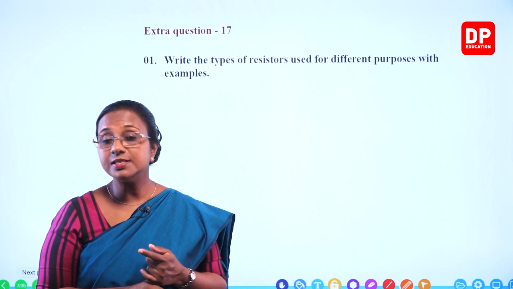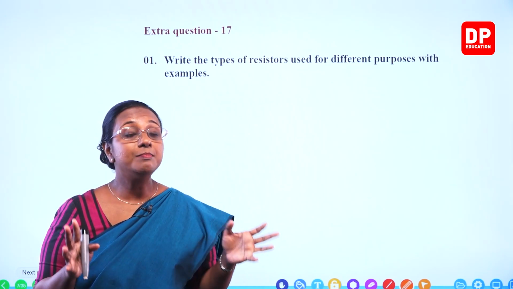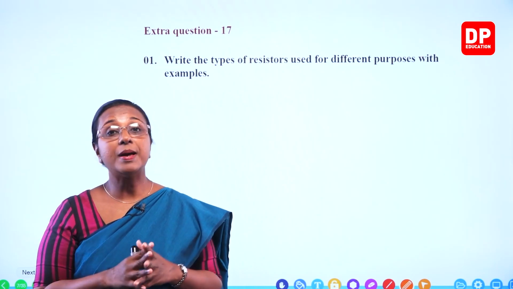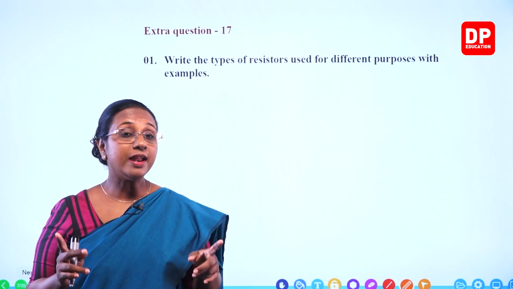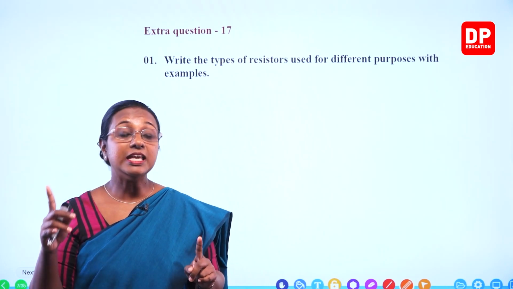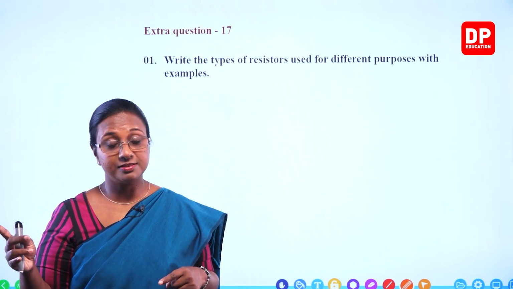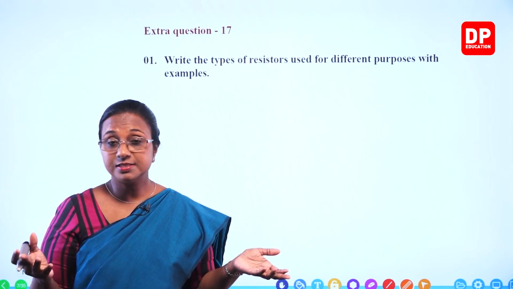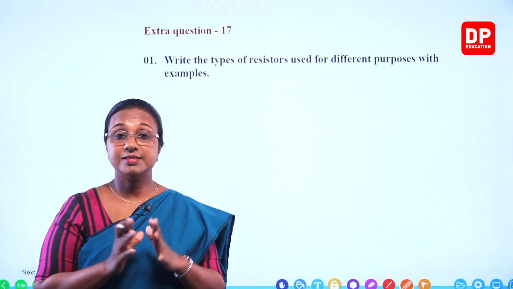Now, fixed value resistors, what do we do? We combine them either in the series combination or parallel combination. And you can remember, by combining them in the series combination, the equivalent resistance increases. So, if you want to increase the resistance of a circuit, you use resistors.